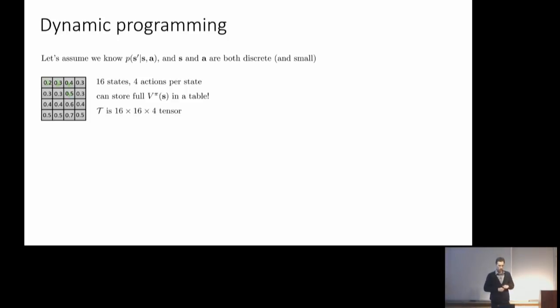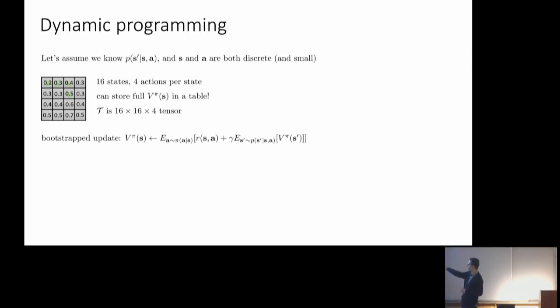The transition operator is a 16 by 16 by 4 tensor. That gives you the probability of going into each state given the state you were in and the action that you took. So it has 16 times 16 times 4 numbers in it. And you can write down an equation for the bootstrap update for the value function, just like we did last week. You can say that V pi of s should just be equal to the expectation under your policy of the reward r of s and a plus gamma times the expected value at the next state.